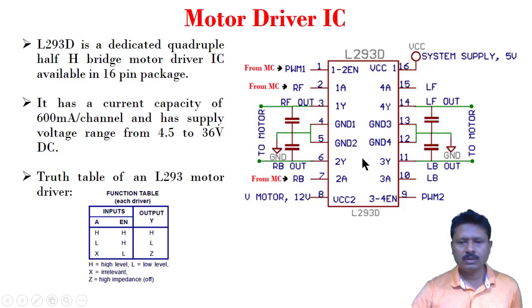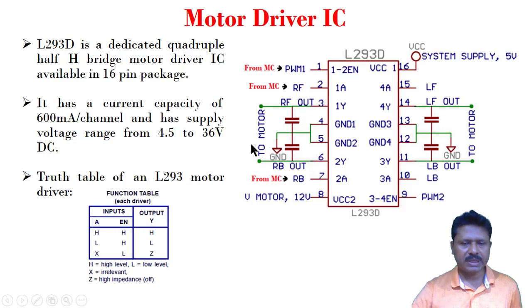This has two similar parts, a left side and a right side. On the left side, one motor might be connected, and on the right side, another motor might be connected. Terminal number 3 and terminal number 6 are normally connected to the motor. A motor has two terminals: one terminal is connected here, and one terminal is connected here. So this is the motor terminal connection.